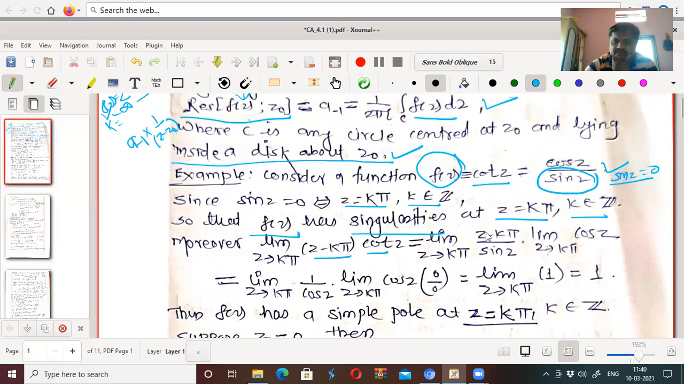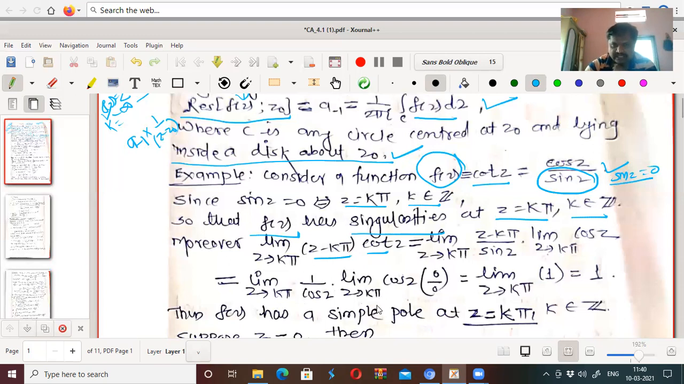In 0 by 0 form, using L'Hospital's rule, the limit is found by taking the derivative of the numerator as well as the derivative of the denominator. So limit as z tends to k pi: the derivative of z minus k pi with respect to z is 1, the derivative of sin z with respect to z is cos z, and the second term remains as it is. Now as z tends to k pi, this becomes 1 upon cos k pi, and this becomes cos k pi.